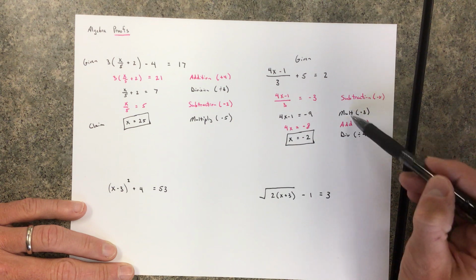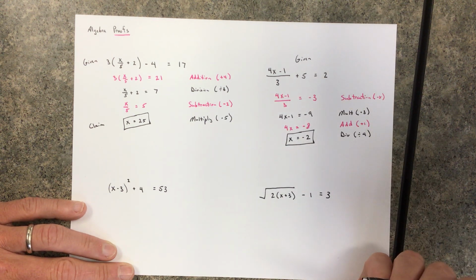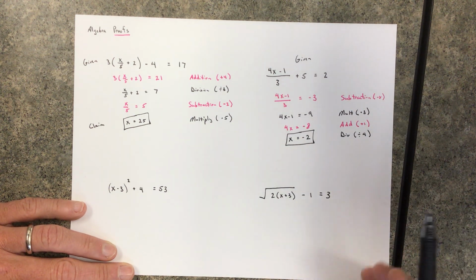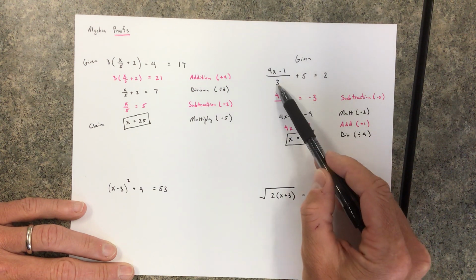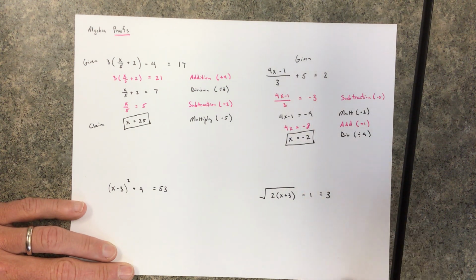And the order in which I did these is based on order of operations, right? We're working with the furthest things away from the x. So let's get rid of the 5, then the 3, then the 1, then the 4.